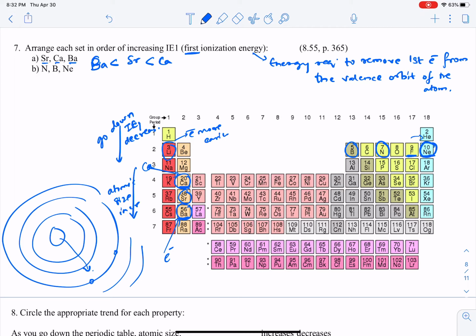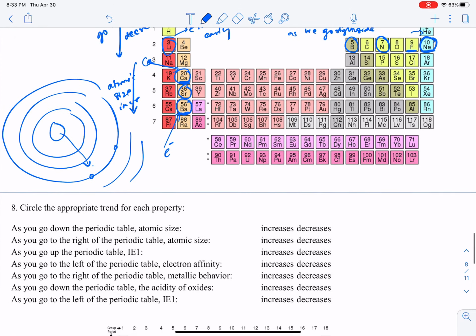Okay, so what we can say is the ionization energy increases as we go right side. Okay, so we will have B, then it's N, and then it's neon. So the lowest ionization energy would be for boron, then nitrogen, and then neon. Okay, moving to the next question.